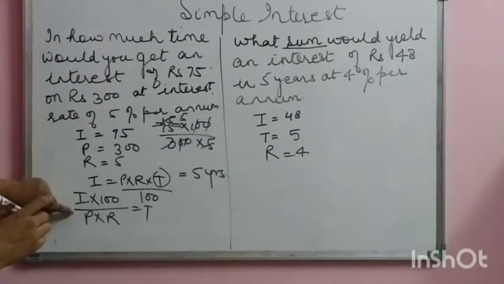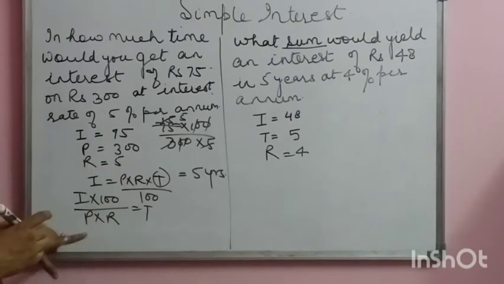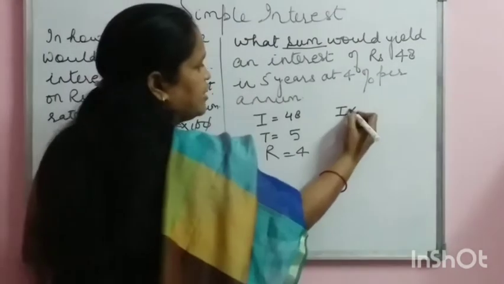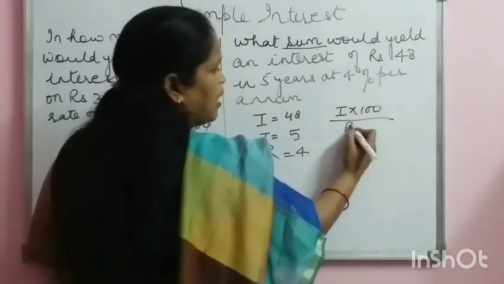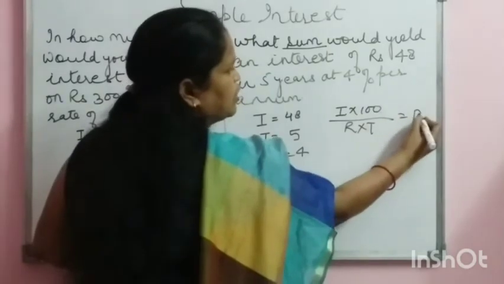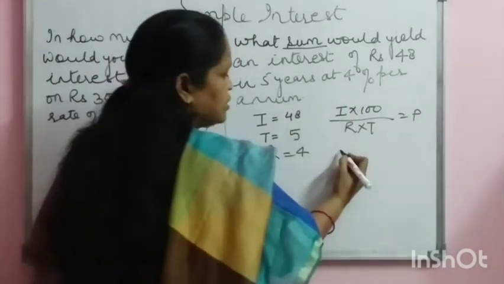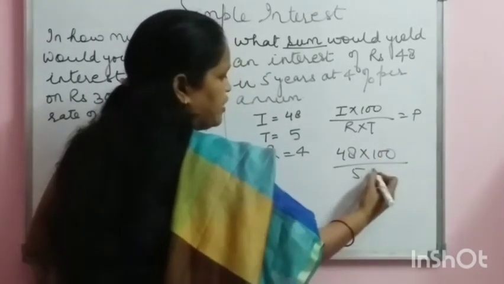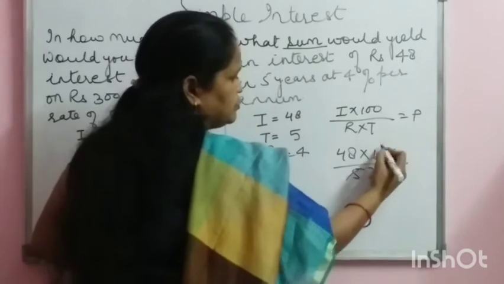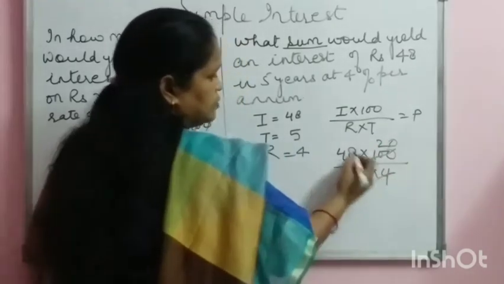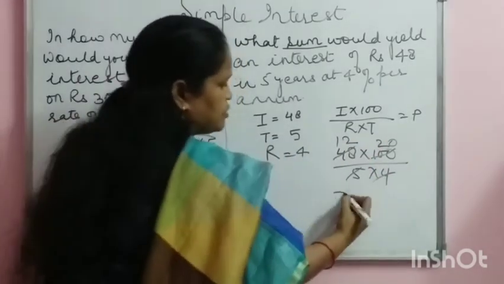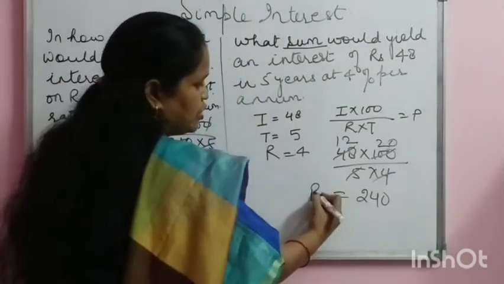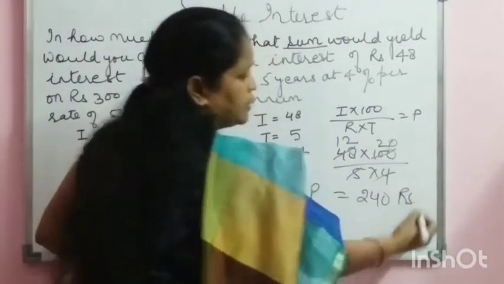हम इसी फॉर्मूले में अगर हमें P निकालना है, R एंड T नीचे हो जाएगा और P यहाँ रह जाएगा. ठीक है, तो ये जाएगा I into 100 upon R into T is equal to P. So easy to calculate. Put the values. I is 48 into 100 upon 5 into 4. ठीक है, this will give you 240 rupees. So your interest, sorry, your P is rupees 240.